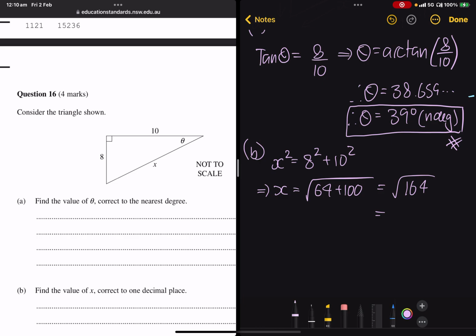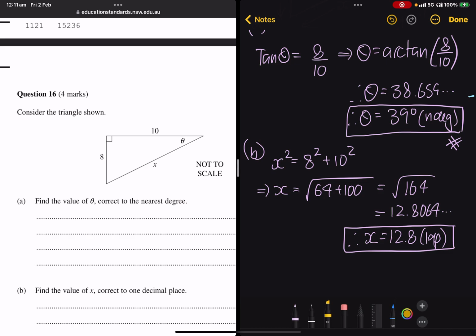So on the calculator, square root 164 gives me 12.8064... Correct to one decimal place was the instruction we've been given. So therefore x is equal to 12.8 to one decimal place. And this is the answer here.